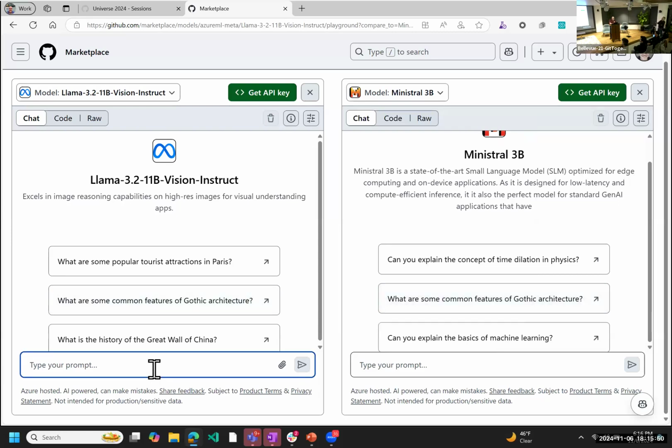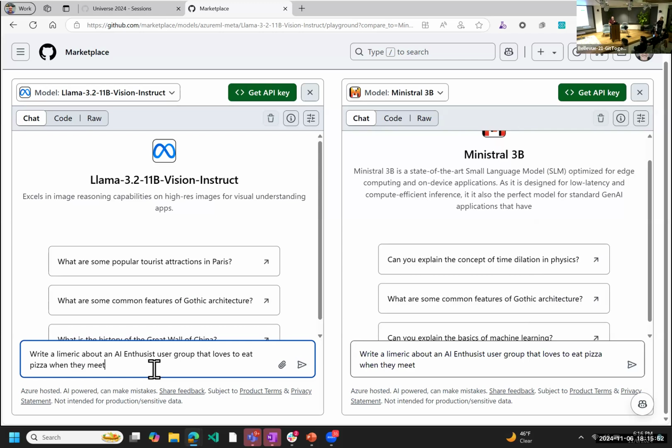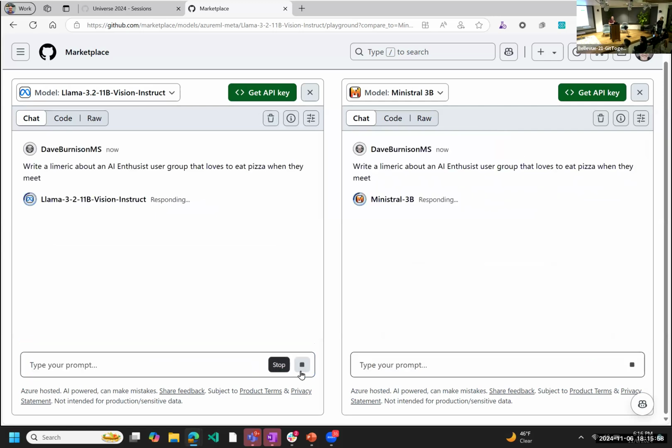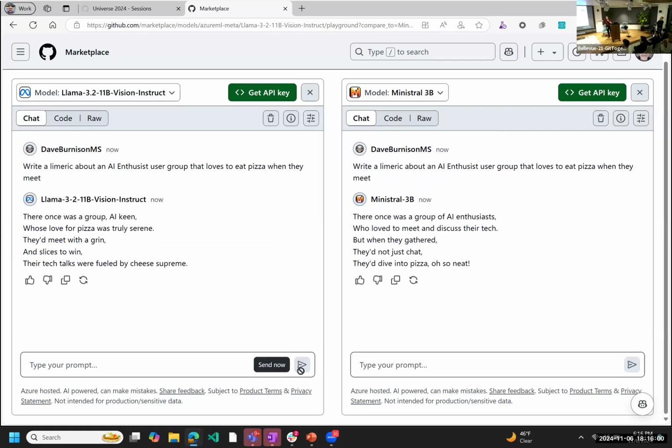And when I put a prompt in, write a limerick about an AI enthusiast user group that loves to eat pizza when they meet. And then you can see the results side by side in the two models. So if you're looking at adding AI into your applications, you can actually play around with the different models and compare the results and everything.